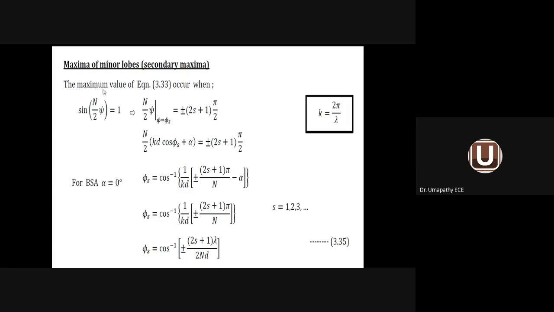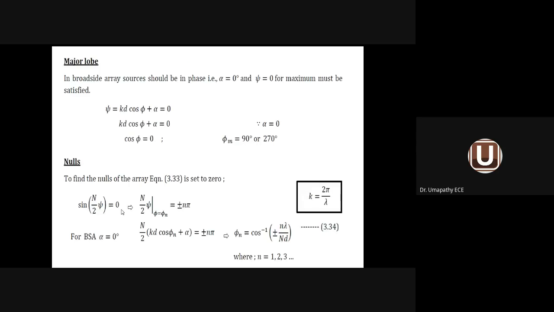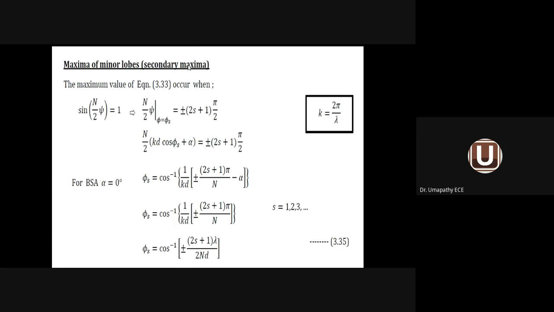So in the case of minor lobe, I am substituting sin(N/2 psi) equal to 1. If I go for 0, I will get the null point. If I want to go for the secondary maxima, numerator equal to 1. So from there, I am calculating, substituting the value of psi equal to kd cos phi plus alpha.